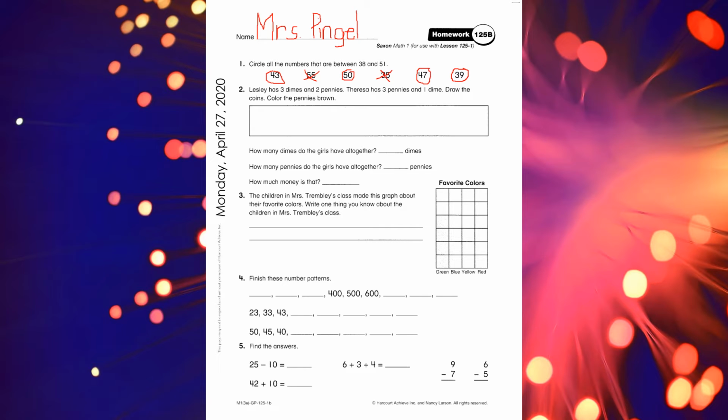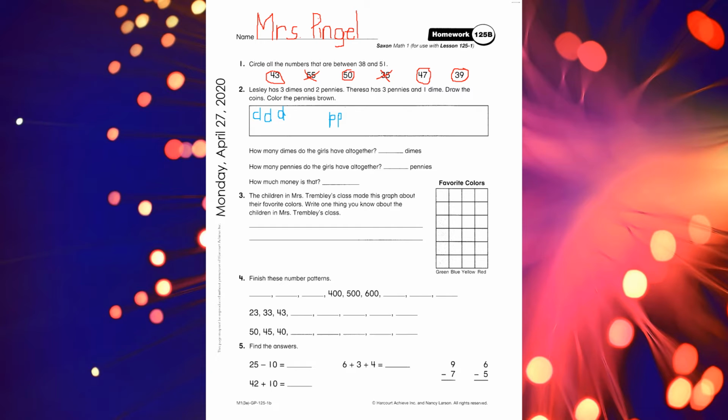There are lots of different strategies we can use to show dimes and pennies. My favorite is beginning sounds, so I'm going to do D for dimes. Now I'm going to do 3 dimes, and I'm going to keep the same color and draw 2 pennies. P for pennies. Now these are the amount of money that Leslie has.